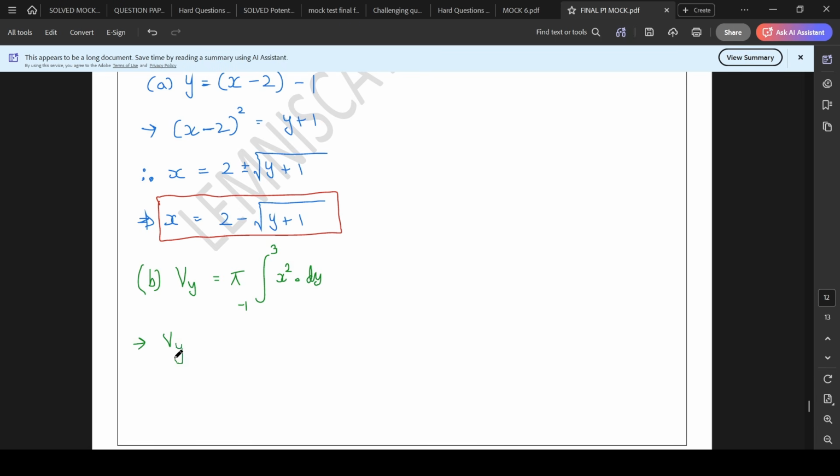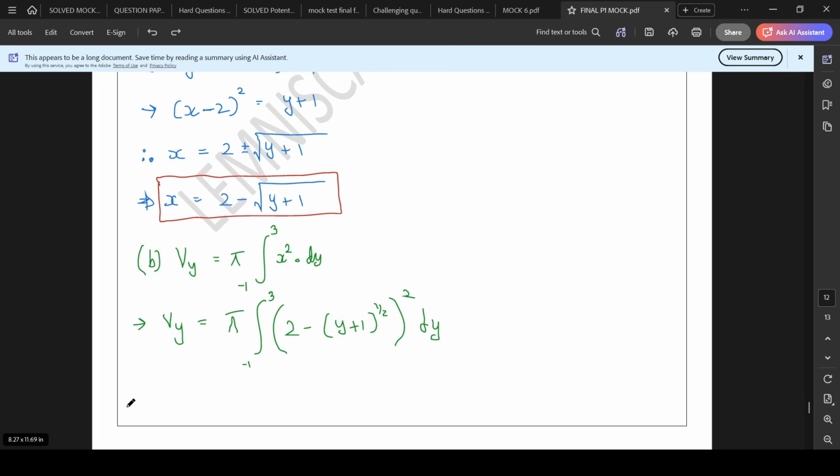So Vy will be equal to pi times integration from -1 to 3. And now the square of this term over here, (2 minus (y plus 1) to the power of half) the whole square, and dy. I see a lot of students omitting this dy, but let me tell you, your integration is incomplete without telling with respect to which variable you are integrating. So it's a must to write your dy to show that with respect to my y variable, I am integrating this. So now let me open the brackets over here.